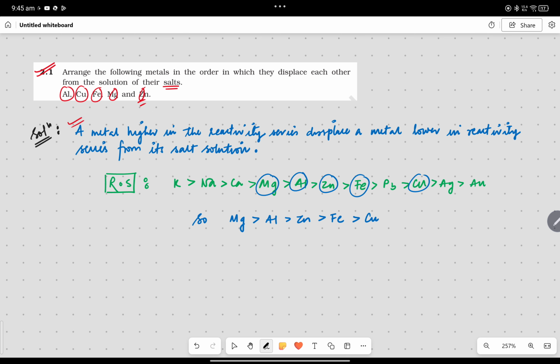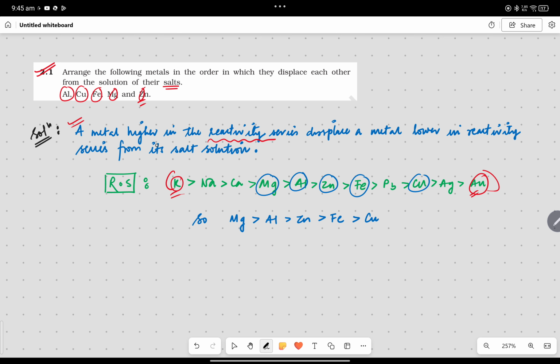There we have studied the reactivity series, if you are able to remember that. That series goes like this: K is the highest reactive metal, and Au, that is gold, is the least reactive metal in that series, right? And the concept used here is from that series.